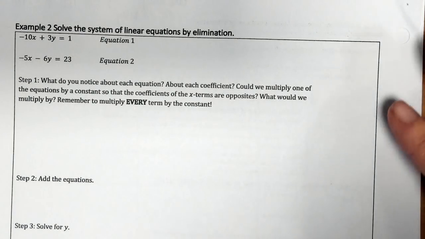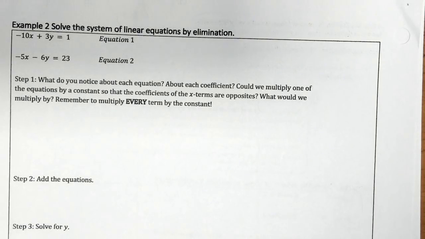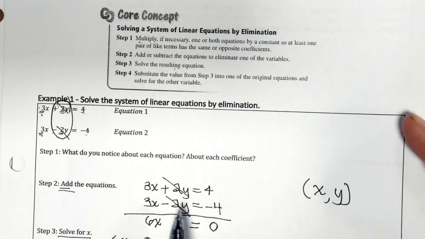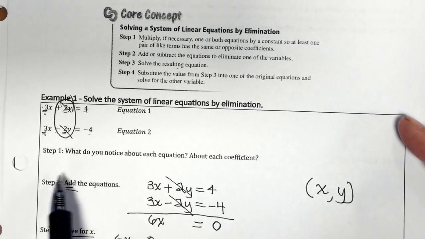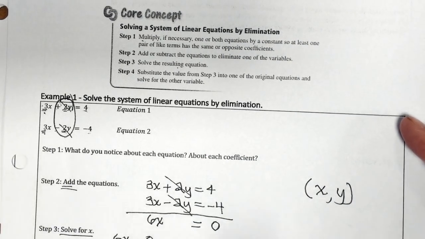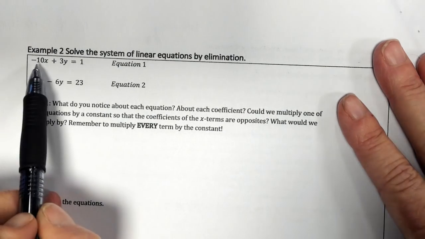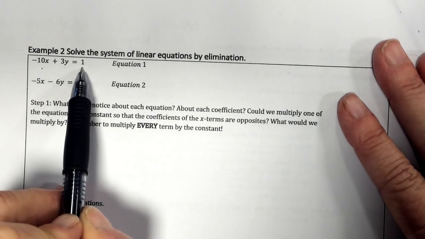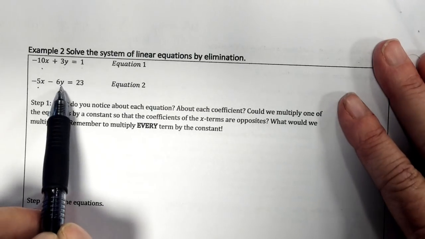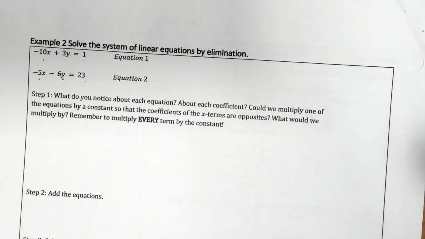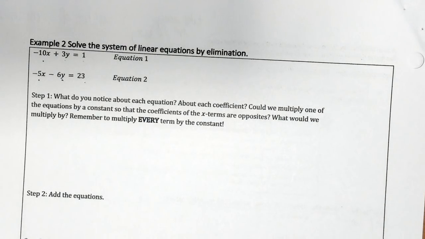So think about what we did on the previous page. Remember, I was saying, what do you notice about each equation and about the coefficients? And remember, we found a 0 there. Well, let's do the same thing here. So I've got 10x plus 3y is equal to 1, and negative 5x minus 6y is equal to 23. There is nothing that I can easily simplify or get rid of. So now what does that mean?